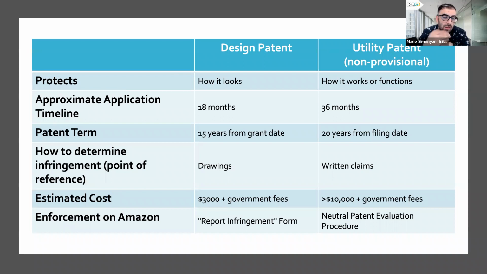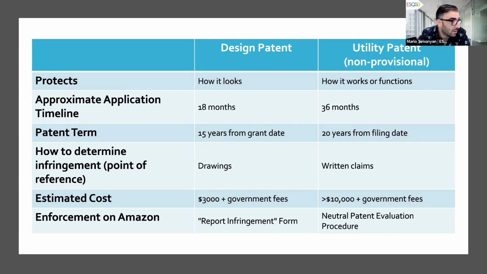And then how do patent attorneys determine infringement? For design patents, there are drawings of your product from different angles. So that's what they would use. On utility patents, it would be the written claims, the independent and dependent claims. That's why utility patents have a lot more writing. They include claims and a lot of other things. But that's that.